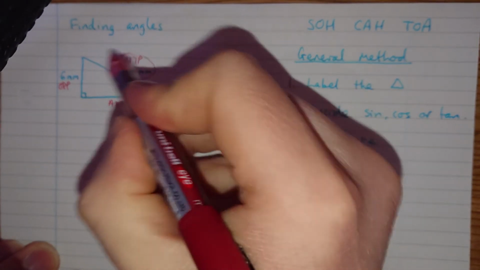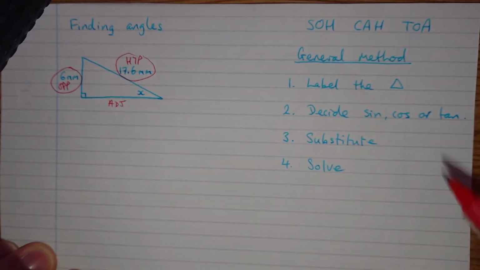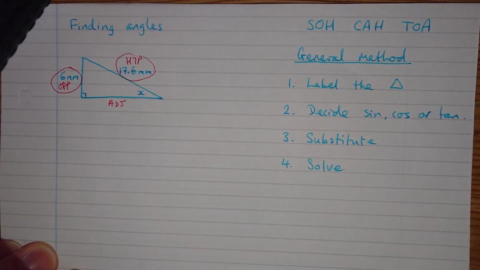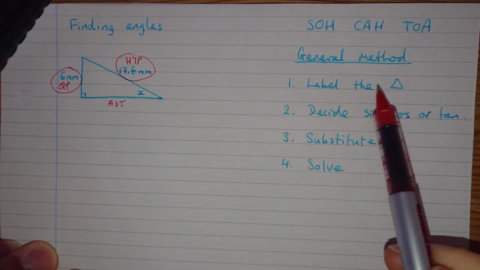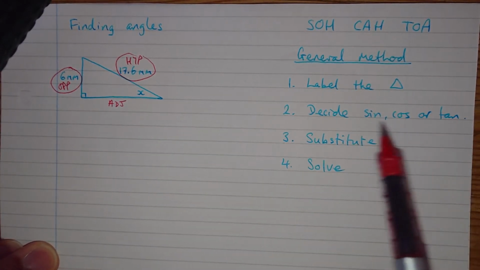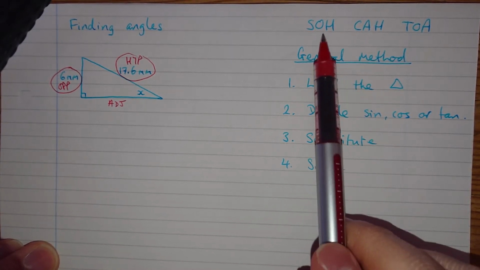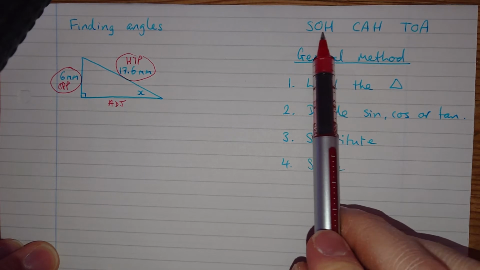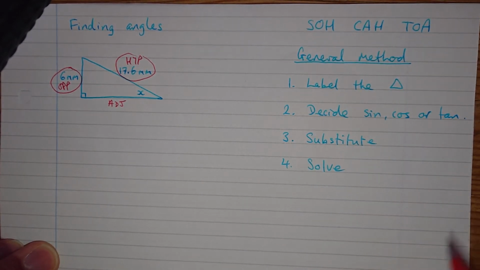Involved are either things that we are given or things we're trying to find. So in this case, it's the opposite and the hypotenuse which are involved, and there's no adjacent. Okay, so I've done my label the triangle. I now need to decide is it sin, cos or tan. So I'll look up here for the thing that has opposite and hypotenuse but not adjacent. And it's this one, isn't it? This has opposite and hypotenuse, there's no adjacent here. These two both have adjacent in, so it's not that one.